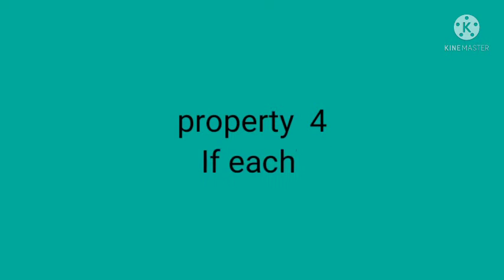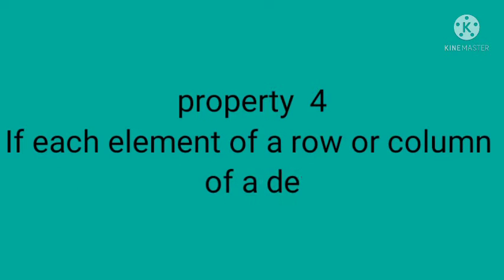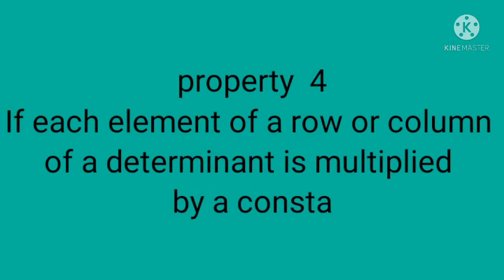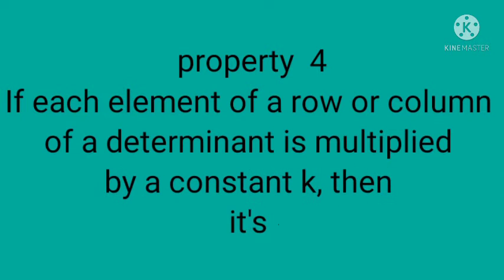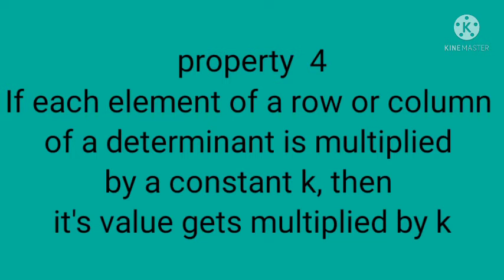Now next, property number 4. If each element of a row or column of a determinant is multiplied by a constant k, then the value of the determinant gets multiplied by k. Listen, suppose we have a determinant and we multiply any row or column by a constant, then the value of the new determinant is equal to k into the determinant. See this example.